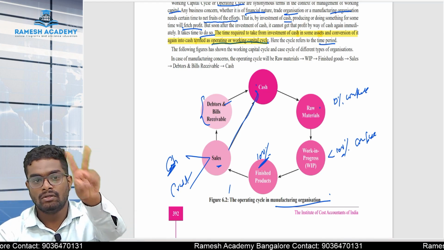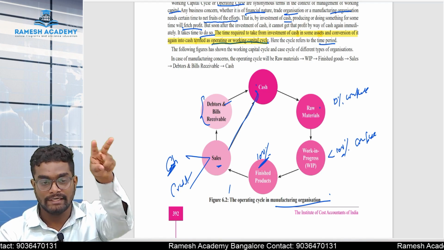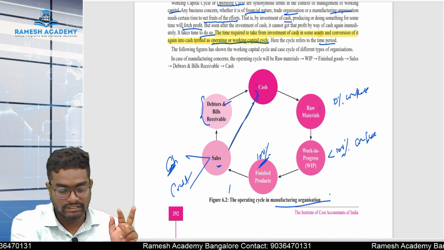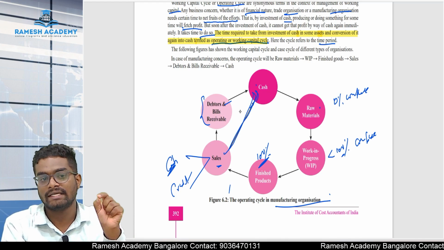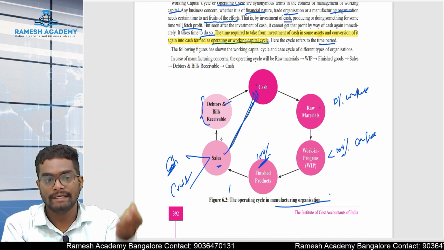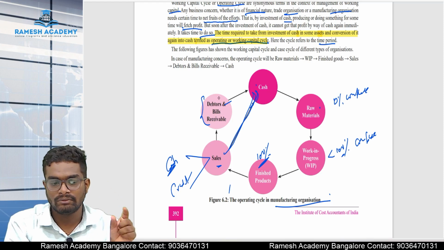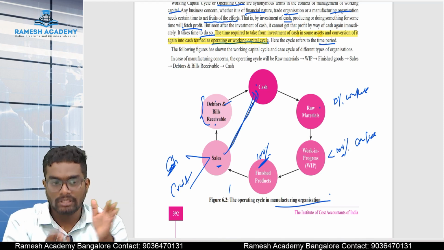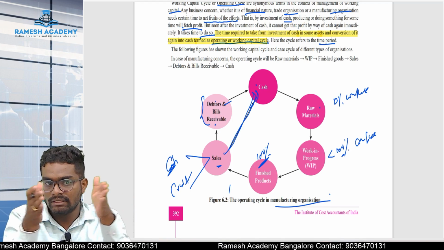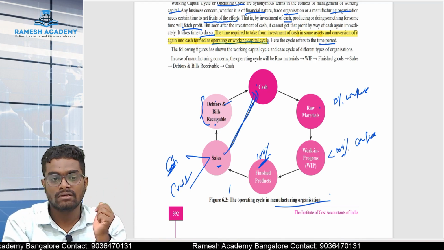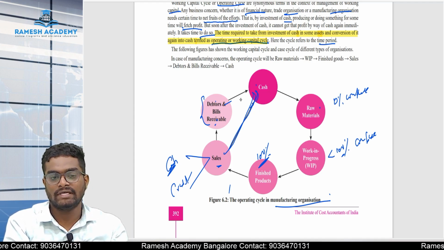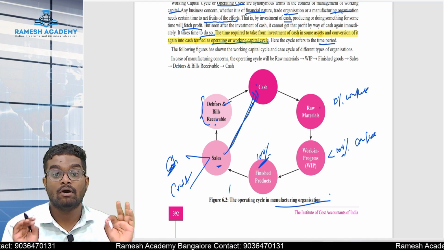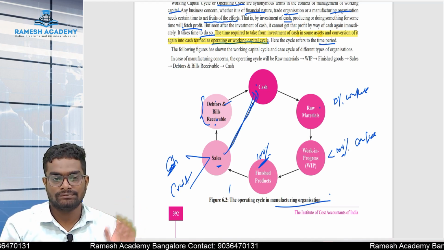Sales can be of two types. One is cash, one is credit. If it is a cash sale, you'll get the cash immediately. And if you're selling on credit, there will be one party coming in between, that is debtors or bills receivable. So it will be for a certain period of time, 30 days, 45 days, bills or debtors will be there, and after the maturity period you will receive cash from the debtors. Okay, this is the operating cycle of a manufacturing concern.